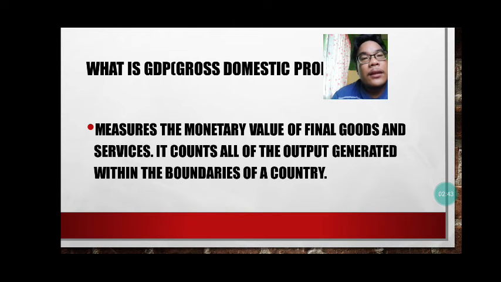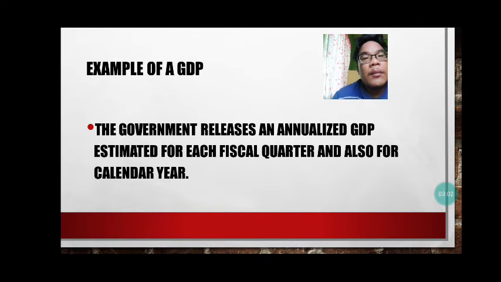Next is the gross domestic product, or the GDP. Gross domestic product measures the monetary value of final goods and services, and it counts all the output generated within the boundaries of a country. For example, the government releases annual GDP estimates for each fiscal quarter and also for the calendar year.